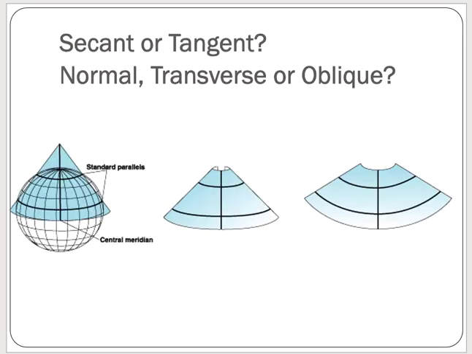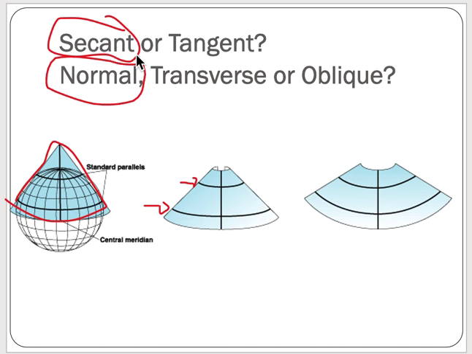So again, is this example secant or tangent? And is it normal, transverse, or oblique? Well, again, we see two standard lines. So this is secant, and it's a normal conic projection. And then here they have it labeled as a central meridian and two standard parallels.